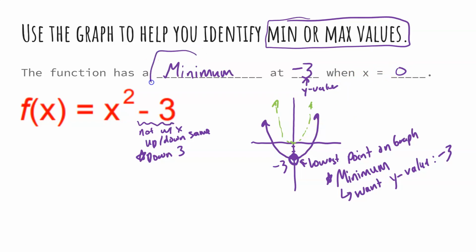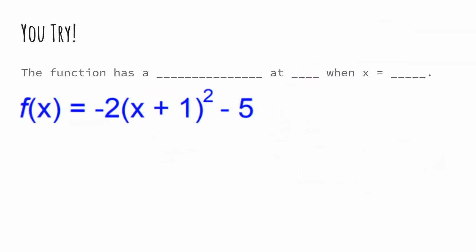Again, this will typically be what you're looking at. Is it a maximum or minimum? And if so, what is the y value of that point? Now, the next one, again, you would maybe need to graph this on your calculator. I'm going to quickly go through. Remember we said when a was negative, it flips it upside down.